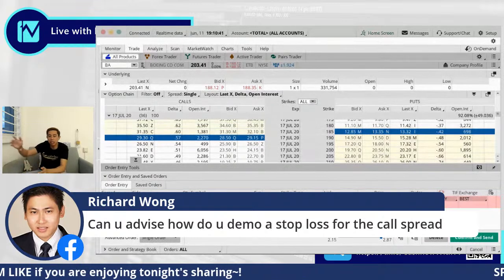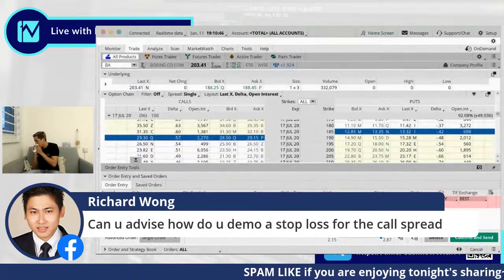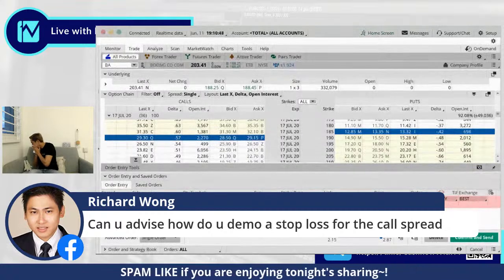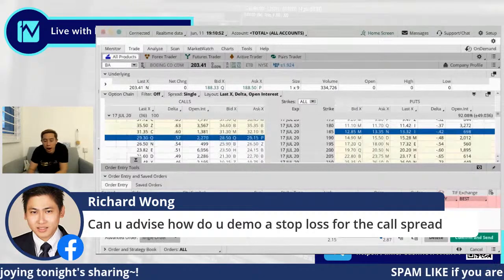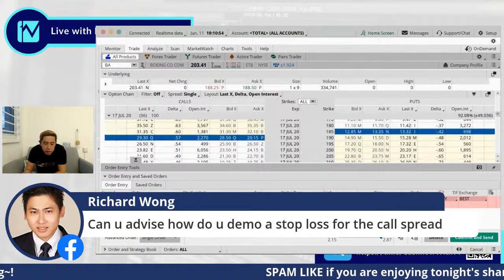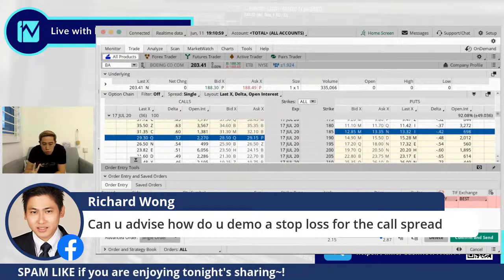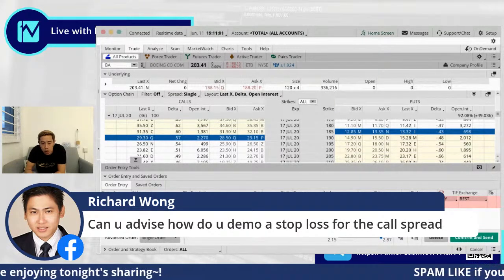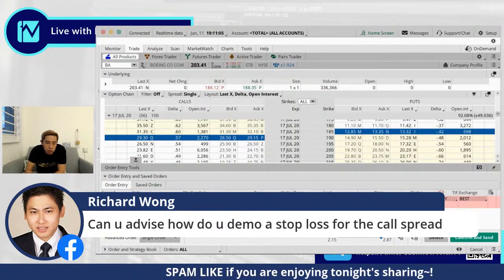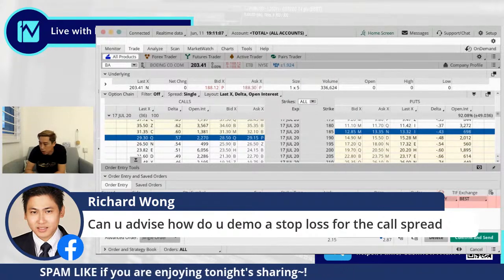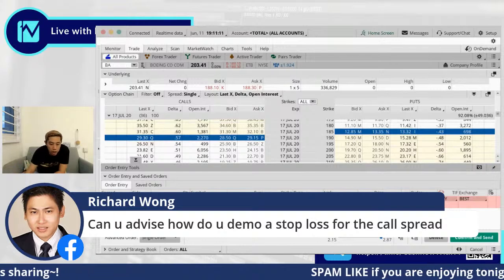Otherwise the max loss will be achieved when, sorry, the air condition is on. Otherwise, if you leave it all the way to expiry, then the max loss effect will kick in. So you have two forms of loss protection over here. One, the maximum loss on expiry, and two, if you close it earlier, then you're looking at the difference between what you pay to close it later on. Okay, Richard?